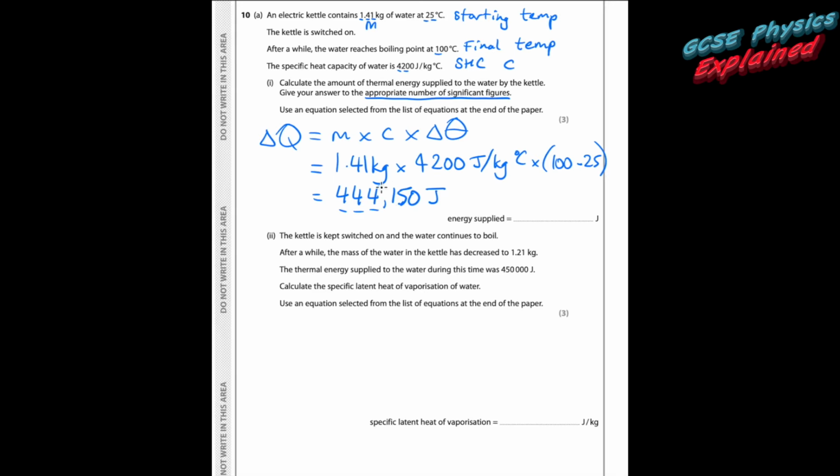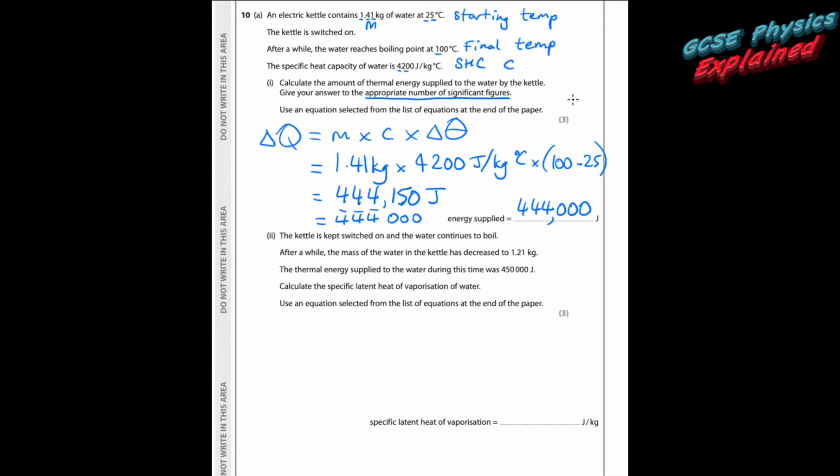Now what does the 1 do to the 4? It doesn't do anything to it. So that's just 4, 4, 4, then it'll be 0, 0, 0. So 444,000 joules. I've looked at the mark scheme and they will accept it to 2 sig figs.